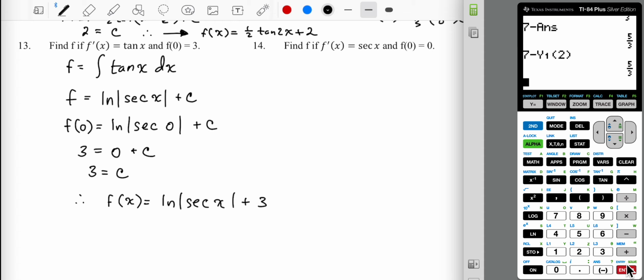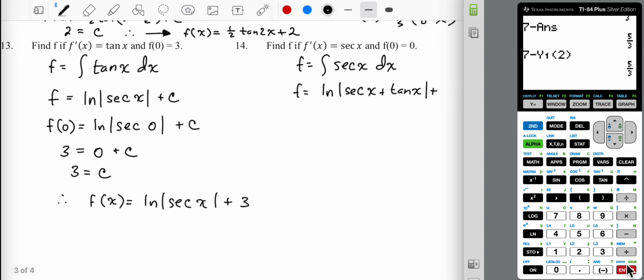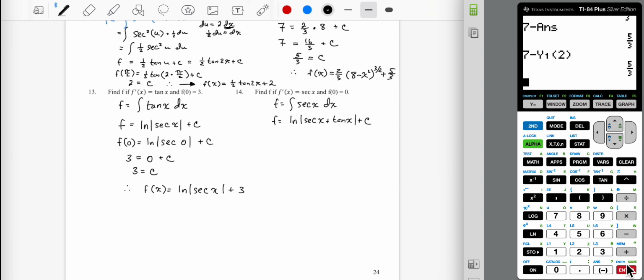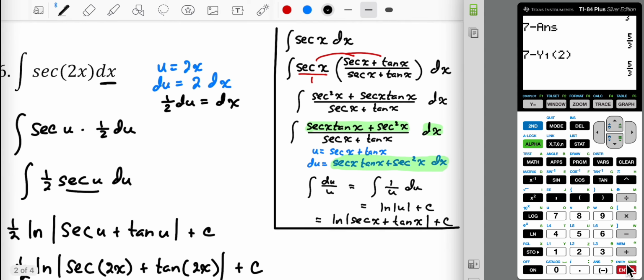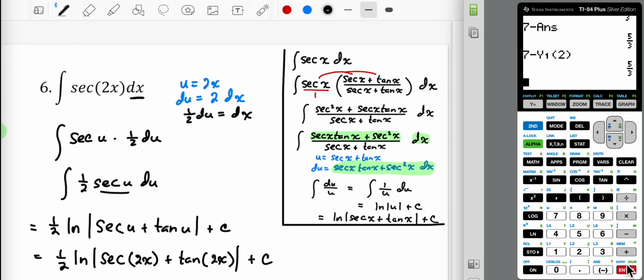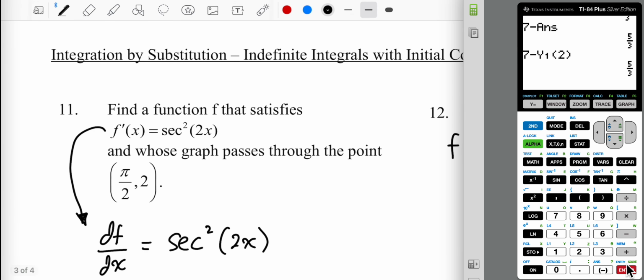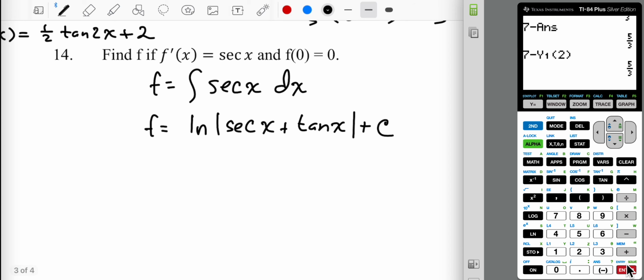Same idea for number 14. If you know the rule, even though it's U-substitution, I don't expect you to go through the motions for the sake of it. So we know that this is the natural log of secant x plus tan x plus c, the proof for which is on the previous page also, right at the top here. Boom. So make use of that information.